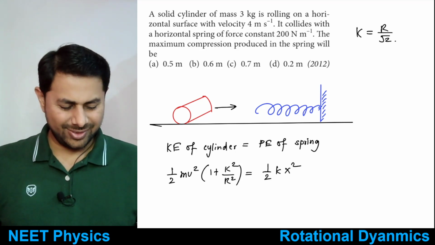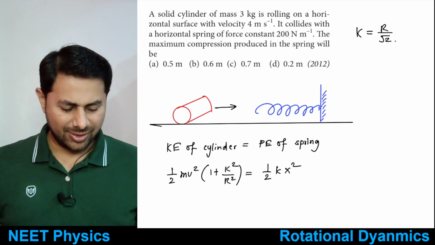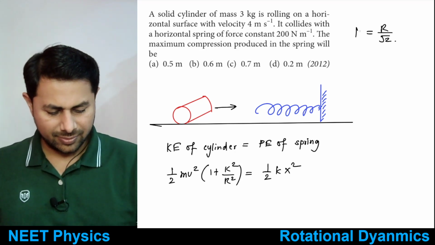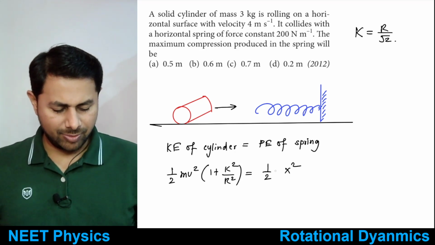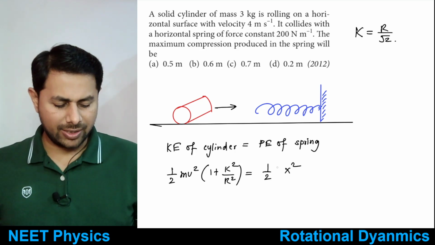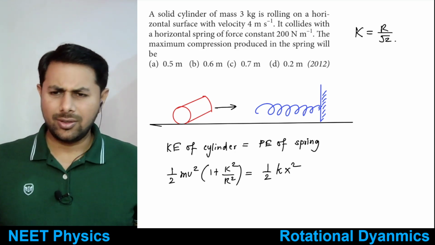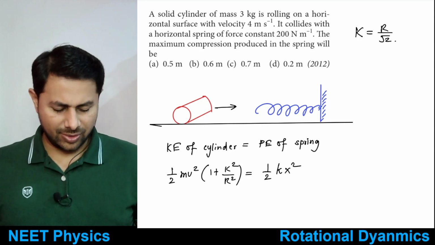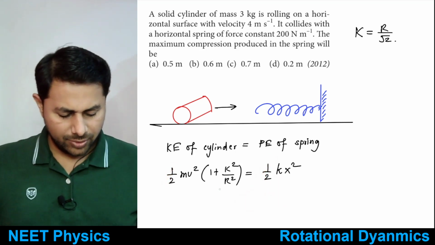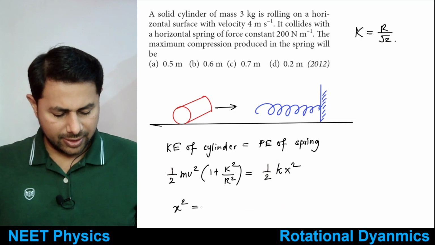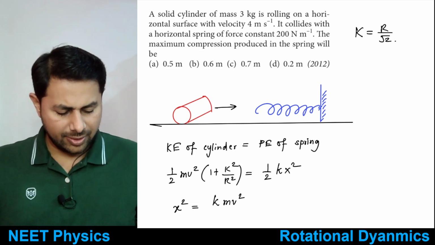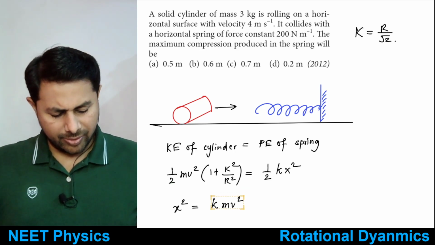Okay, so I guess there is no confusion. Or let's say this is capital K, and this one is small k, lowercase k, or we can say this is kappa. Okay, but we know what that is, right? So half is cancelled. Move this k to the other side. So then you have x square is equal to m v square multiplied by 1 plus k square by r square, divided by kappa.